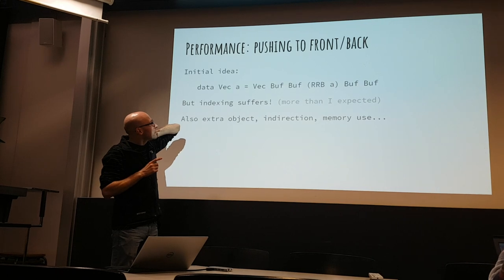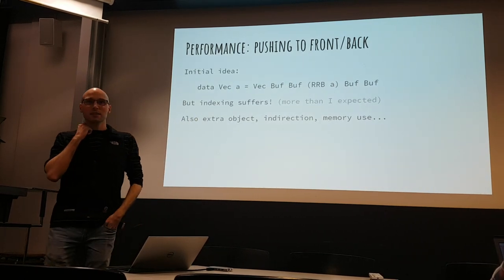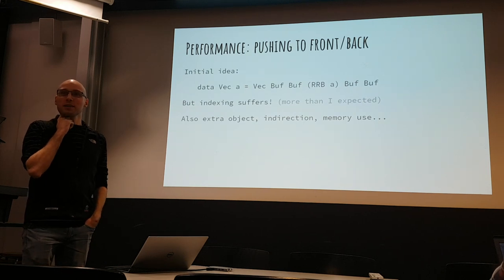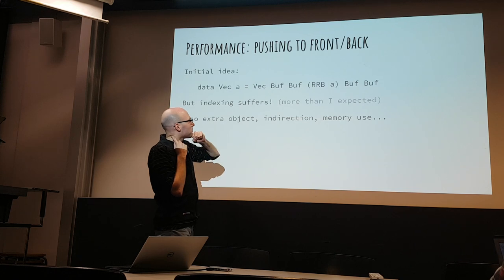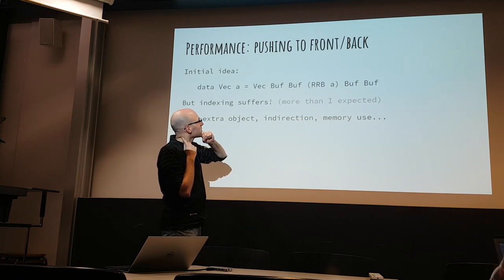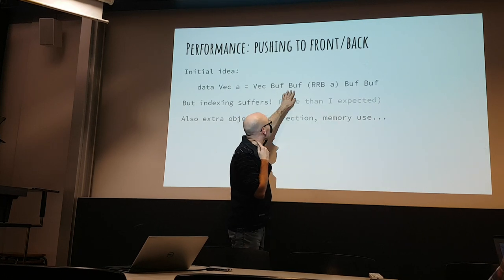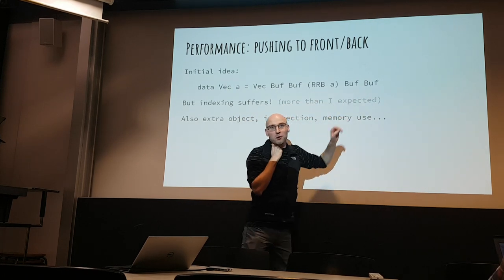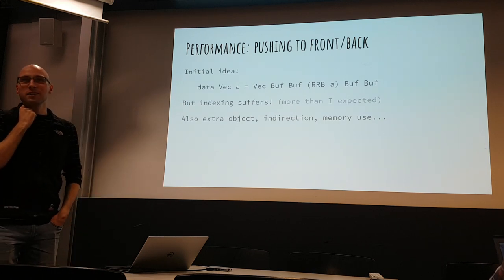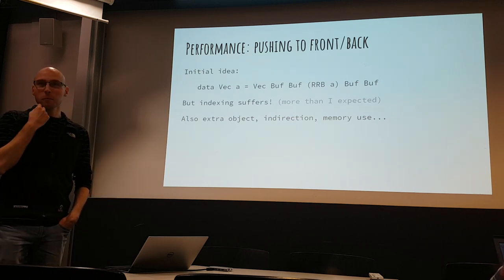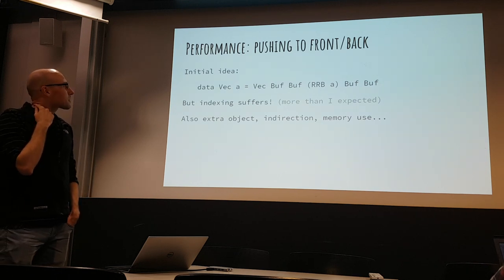And the sad thing is that the indexing actually suffers surprisingly much, much more than I expected. And the problem is essentially very simple. If you have the fifth element, where is it? You need to figure out which of those buffers has it. The first buffer, the second buffer, the third, the fourth or fifth buffer. And all those extra branches actually hurt enough that I abandoned the idea. But it kind of comes back now.